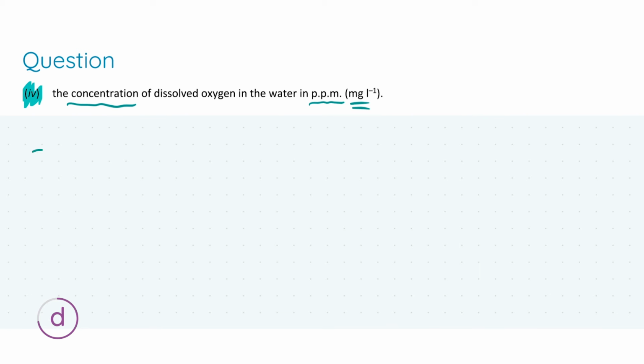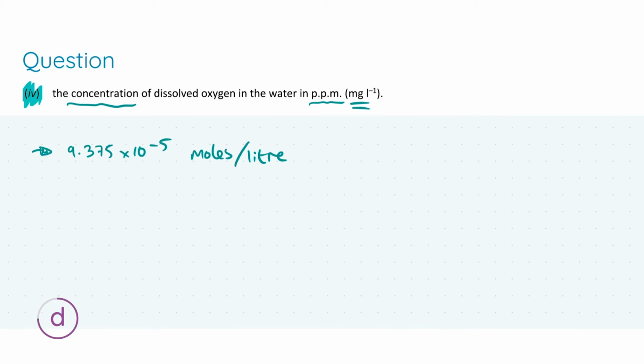Because we're being asked here for the concentration of the dissolved oxygen, which we've already found, but we're just being asked for it in a different format, we can start by taking the answer we found in the previous answer, which was 9.375 by 10 to the minus 5, and this is in moles per litre. So basically this is the concentration of the dissolved oxygen in moles per litre. Now all we have to do is convert this into ppm, or parts per million.